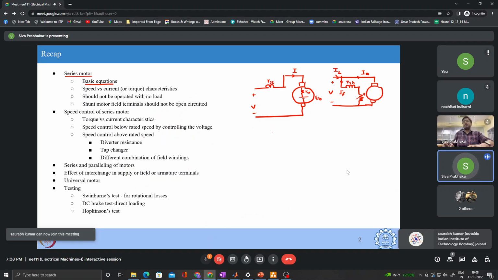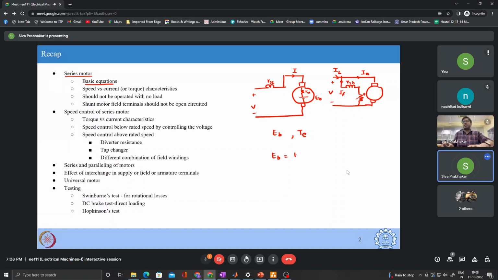For both the motors, the basic equations for any DC motor are those of back EMF as well as the electromagnetic torque. The back EMF EB is given by some constant K into flux into the speed, and the torque is given by some other constant Kt into flux into the armature current Ia.